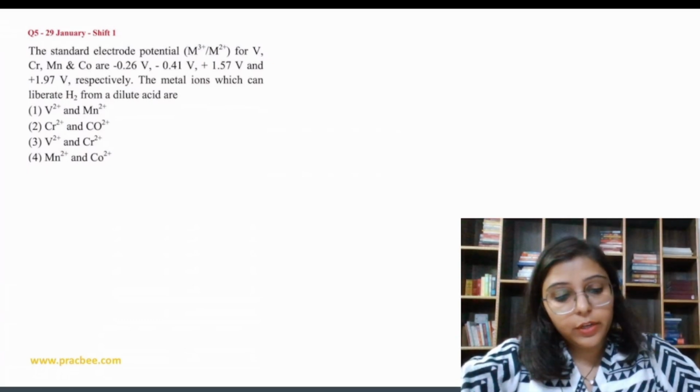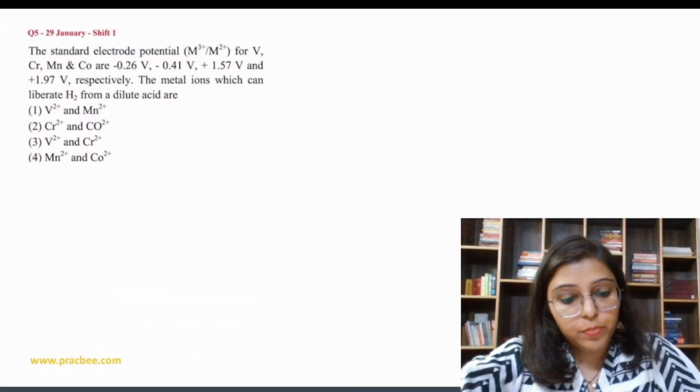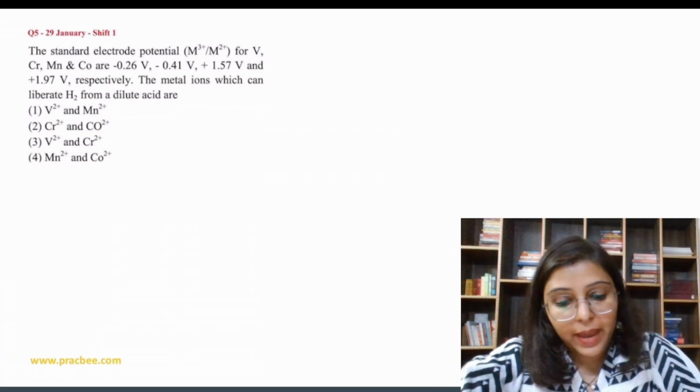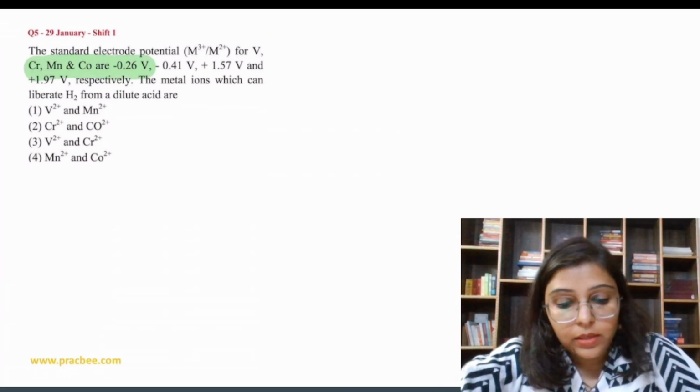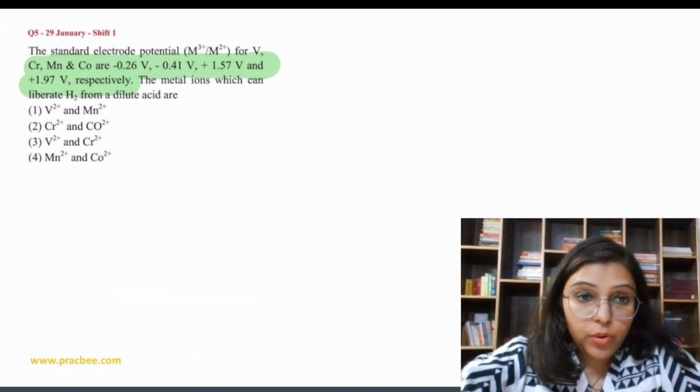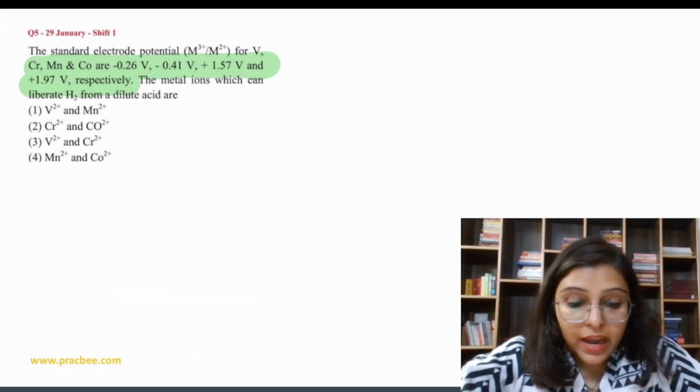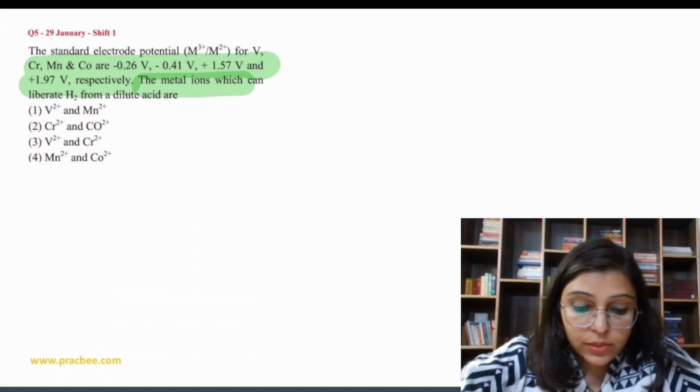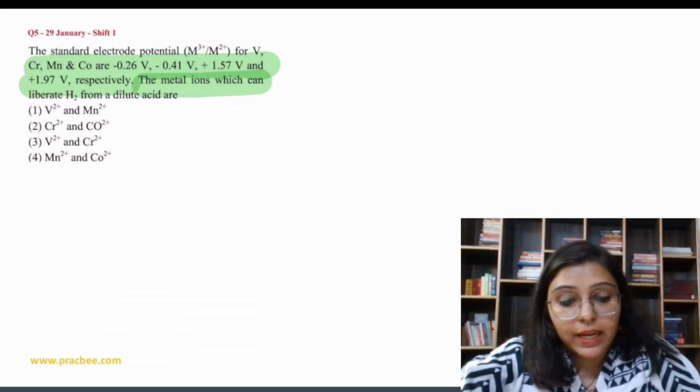The standard electrode potential M3+ to M2+ for vanadium, chromium, manganese and cobalt are minus 0.26 volt, minus 0.41 volt, plus 1.7 volt and plus 1.97 volt respectively. In the question, we have to find out the metal ions which can liberate hydrogen from a dilute acid.